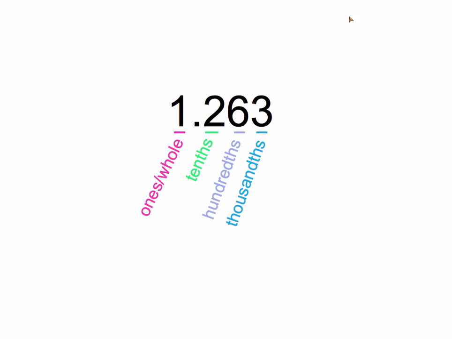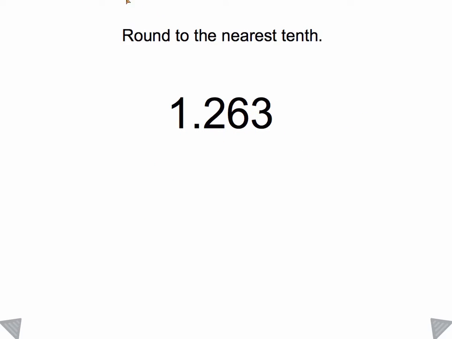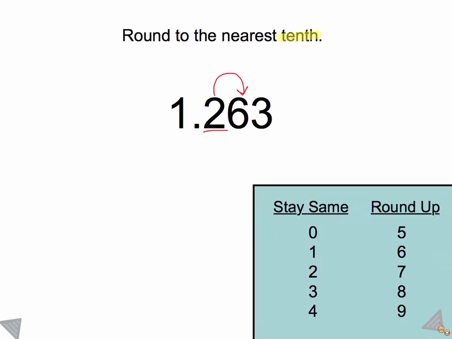So let's look at an example with some instructions. It tells us to round to the nearest tenth. The first thing I want to do is underline the place that they ask me to go to, which is the tenths place. So that would be our 2. The next step is to look next door to the right. It's a 6. We have a quick chart here.